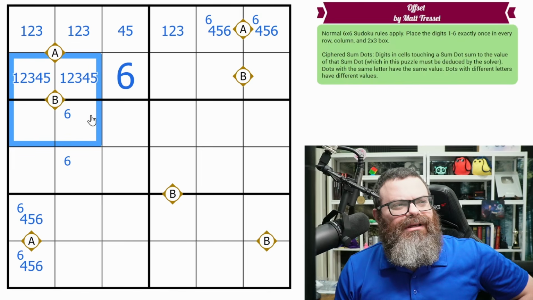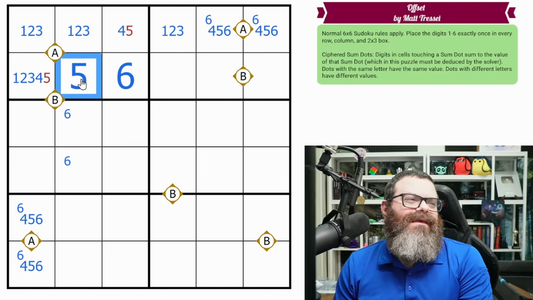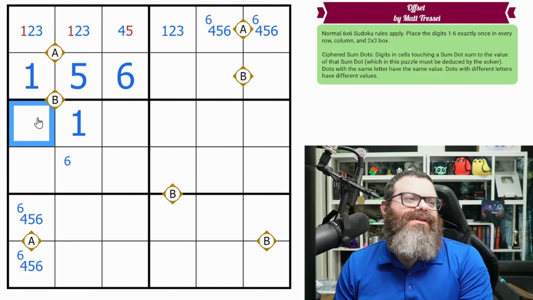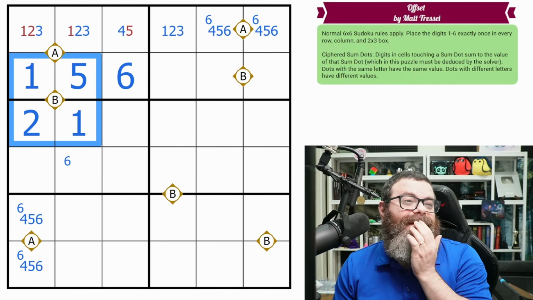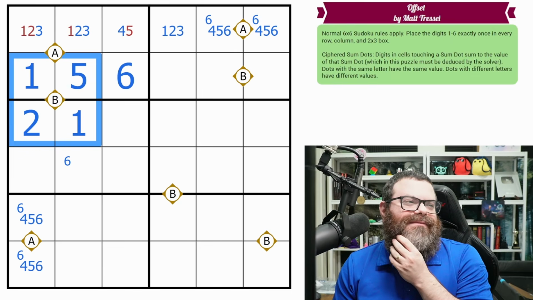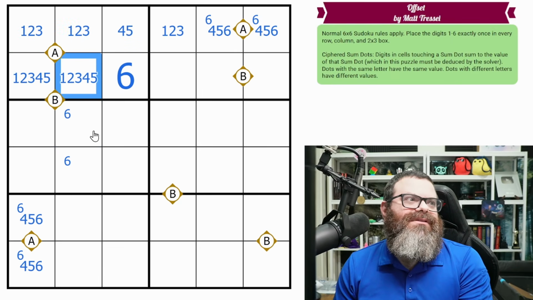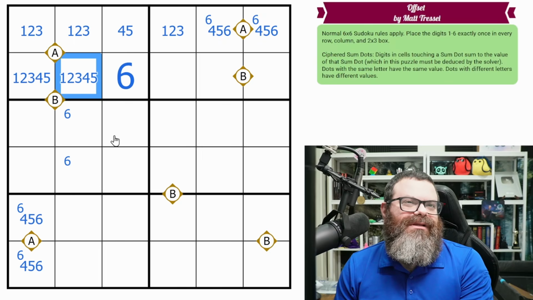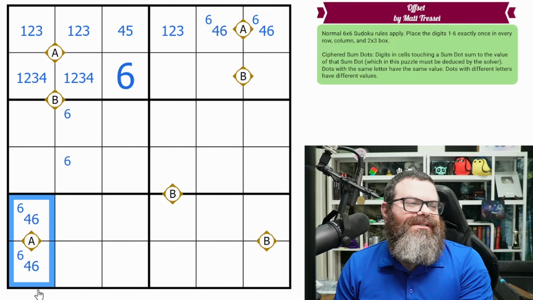Now, that does make 5 difficult, but not impossible. If this were, for example, a 5, we could do double 1 here with a 2. No, that's still not enough. That would add to 9. That's no good. Remember, we have to add to 8 or less. And so we can't use the 5. 5 with double 1, 2 still adds to 9. So this is actually 1, 2, 3, 4, making this a 4, 6 and this a 4, 6.